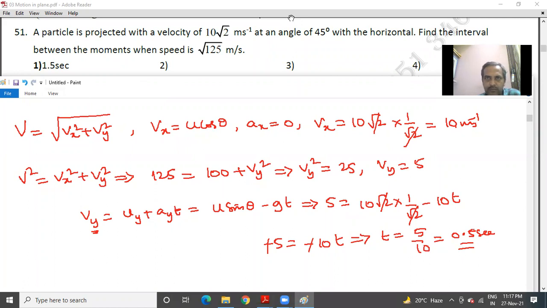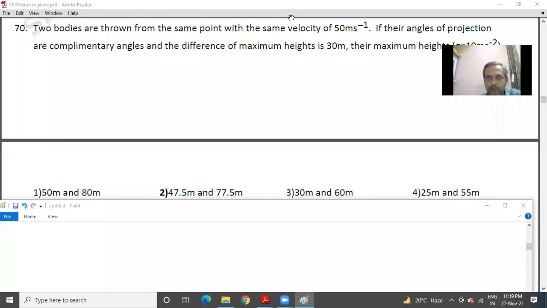Let us move to the next question. Two bodies are thrown from the same point with the same velocity of 50 meter per second. If their angles of projection are complementary angles, the difference of maximum heights is 30 meters. We need to find the maximum heights.